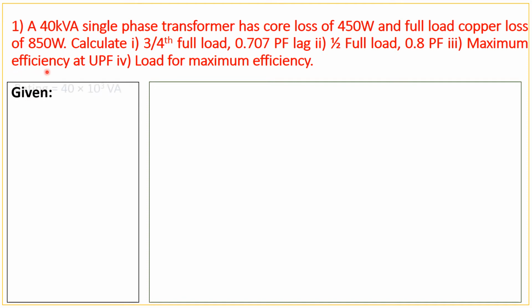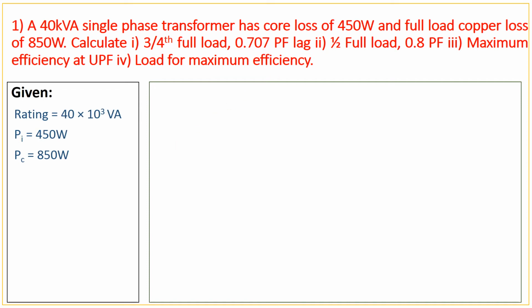First, it is given as a 40 kVA single phase transformer. Therefore the VA rating is 40 into 10 to the power 3 VA, because kilo is 10 to the power 3. It has a core loss of 450 watt. Core loss is also called iron loss, therefore this is Pi. Remember iron, I. Pi is equal to 450 watt. Next is the full load copper loss, PC is equal to 850 watt. So first is to calculate the efficiency at 3/4th full load, 0.707 pf.